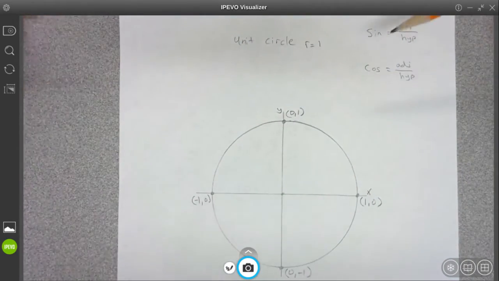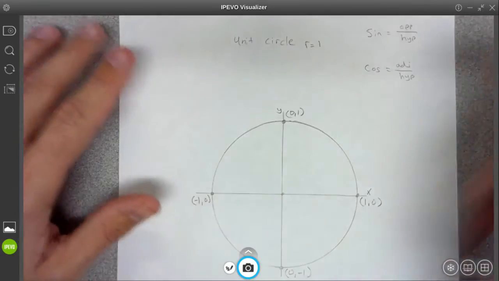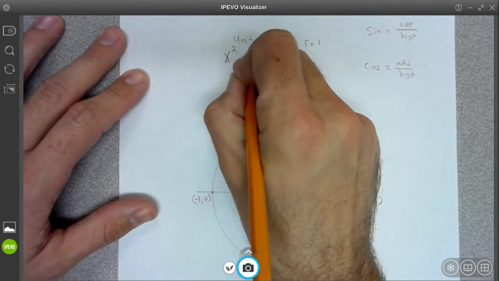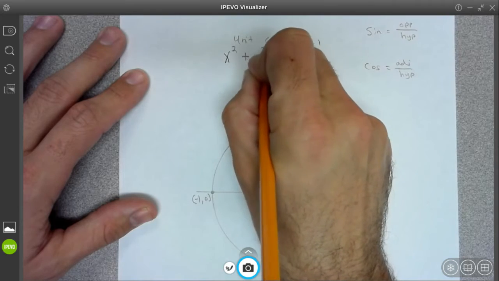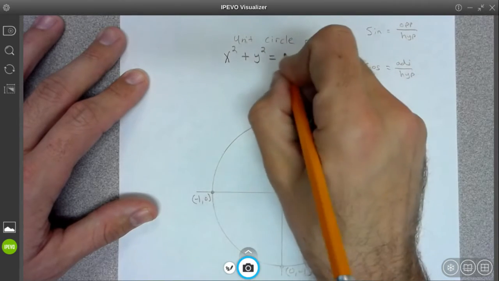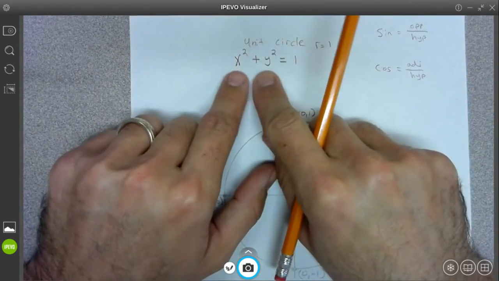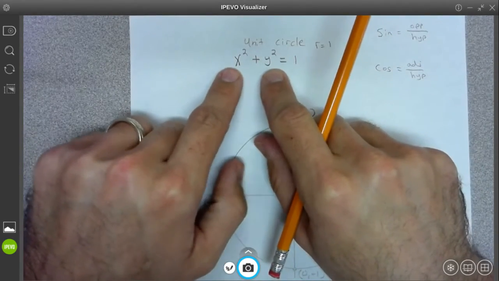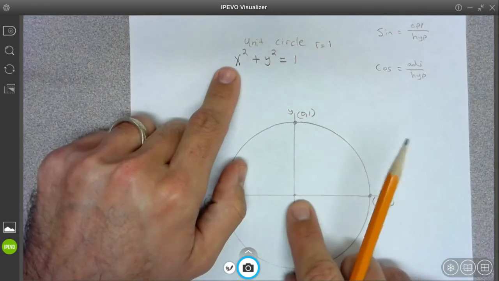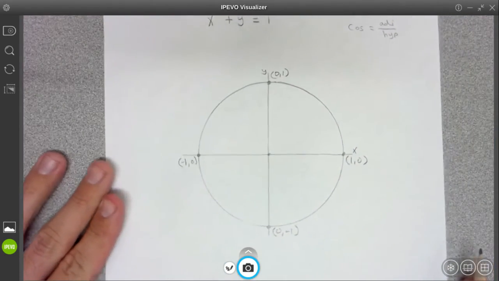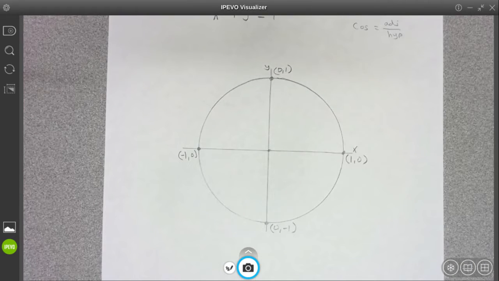While I'm here, I'll give you the equation. Here's the equation for the unit circle. We're not really going to use this, but since we've talked about circles in the past, might as well mention it. It's translated 0 to the left and right, so the center is (0, 0), and it has a radius of 1.